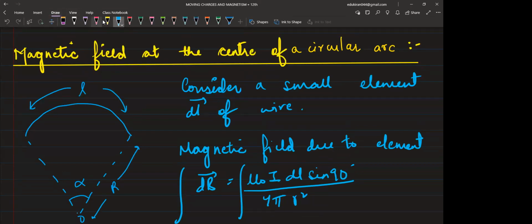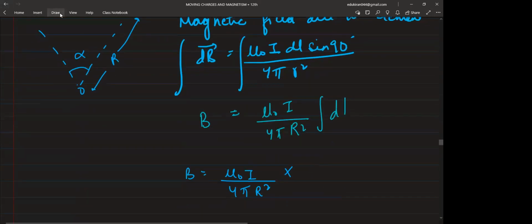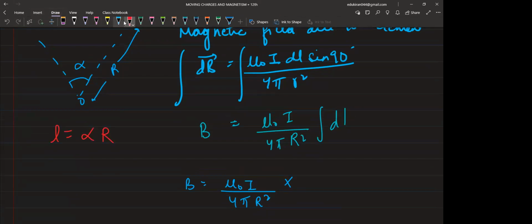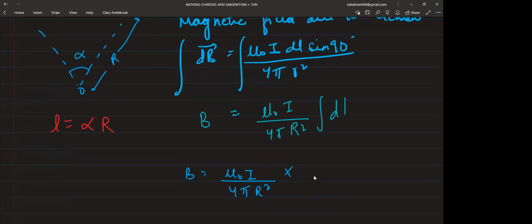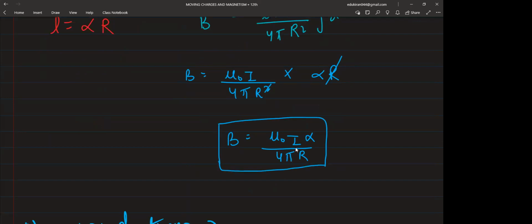So, see, class, now the difference that will come in the derivation. We again have to find the integral of length. Now, there's a relationship: length is equal to angle into radius. So, that's what we have to substitute here. Total length is going to be angle into radius. So, one radius will cancel this radius. So, what is the formula now? It's a little different. This is mu naught I alpha by 4 pi r.